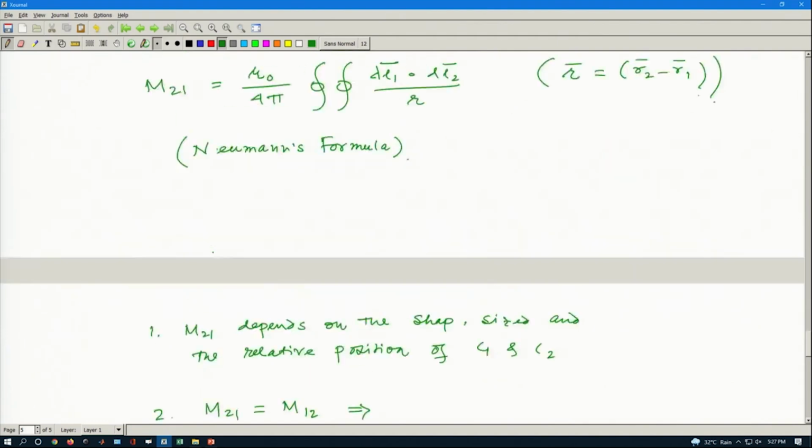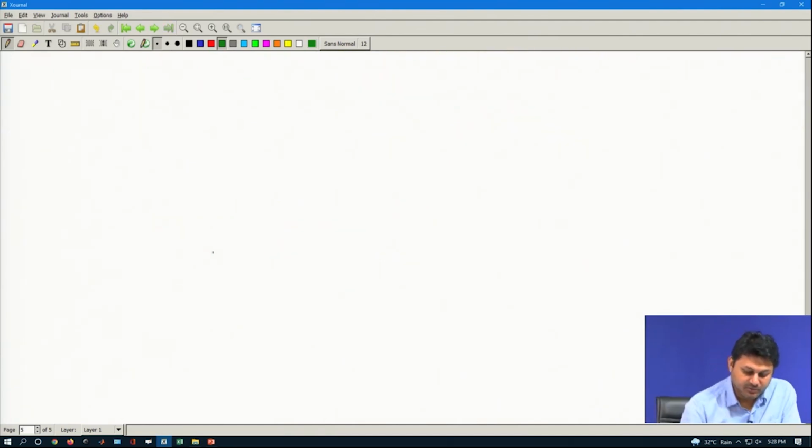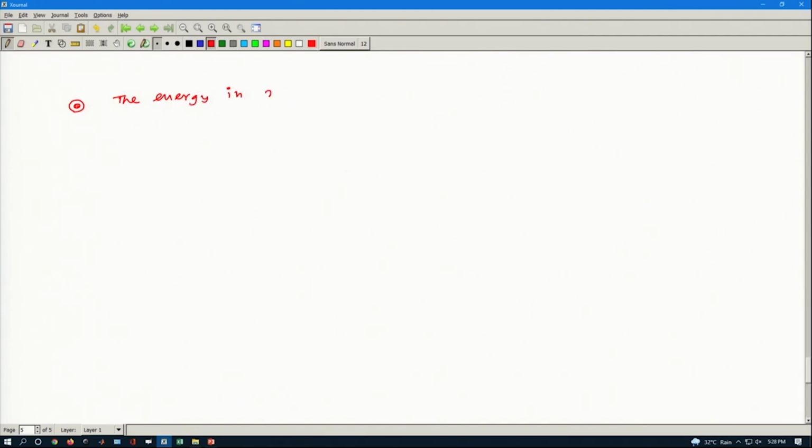Okay, now after having these, we will try to find another important thing that we will do today itself, and that is the energy. The next thing that we discuss today is the energy in the magnetic field. How do we calculate the energy in the magnetic field?